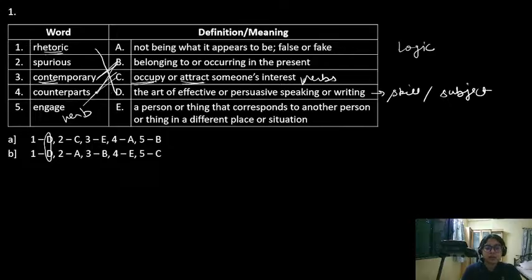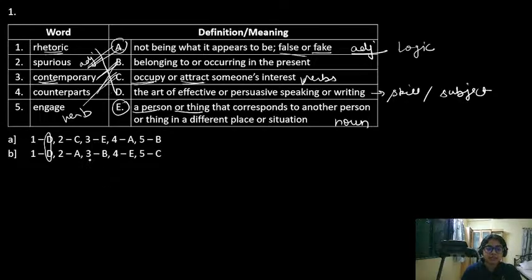Then we had counterparts and then spurious. Okay, for spurious we had found that it was an adjective, a describing word, right? So what is spurious? We are left with either A or E. A person or a thing is definitely not an adjective, it is a noun. A, not being what it appears to be, false or fake, definitely an adjective. So spurious has to be A.